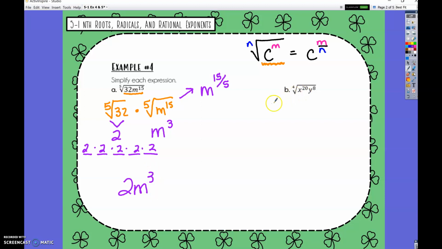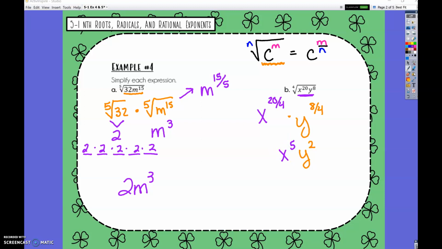Looking at B, I'll do the same thing, except I don't have any coefficients in this radicand this time. So I'm going to take x to the power of 20 over the index of 4, which is the 4th root, times y to the 8th power over the 4th root. Both of these divide very nicely where we're going to have y to the 2nd power and x to the 5th power.